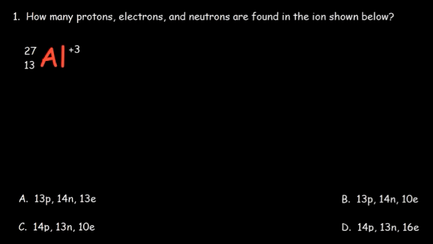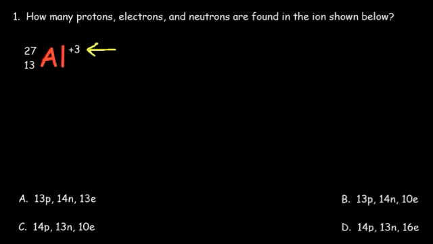Number 1. How many protons, electrons, and neutrons are found in the ion shown below? An ion is a particle that has an unequal number of protons and electrons. In this particular ion, we have a charge of +3, which means that there are 3 more protons than electrons. An atom is electrically neutral. In an atom, you have an equal number of protons and electrons.